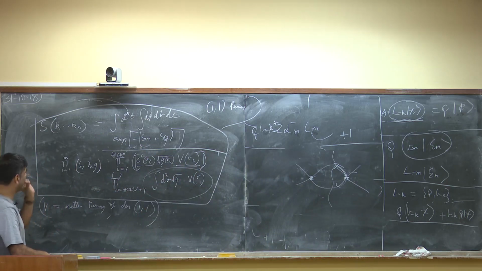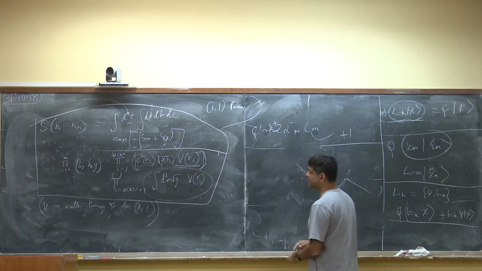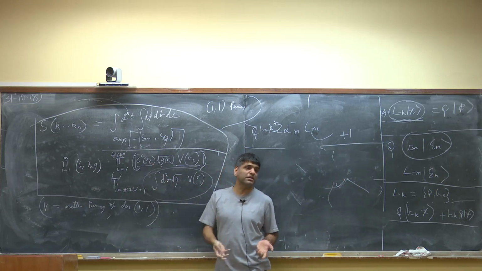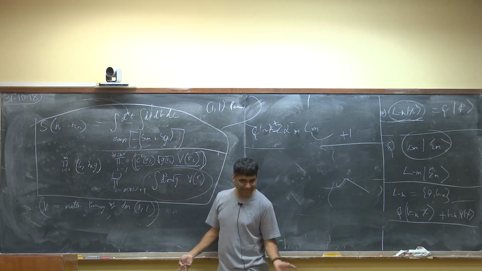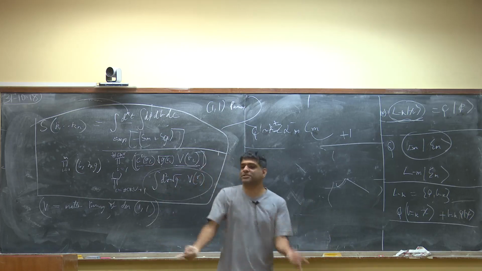Now, there's one other thing that I wanted to say. You see, we've now established that the set of things that we put in here are in correspondence with the light cone gauge quantization of the string. So the set of things that we put in here are the things that we expected to scatter.